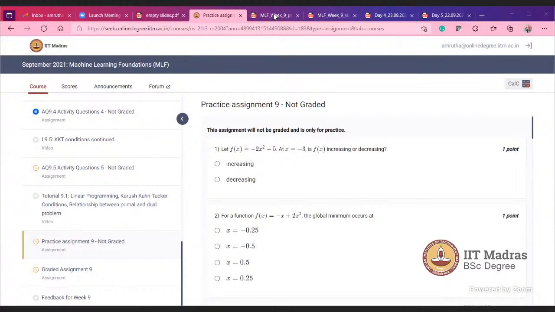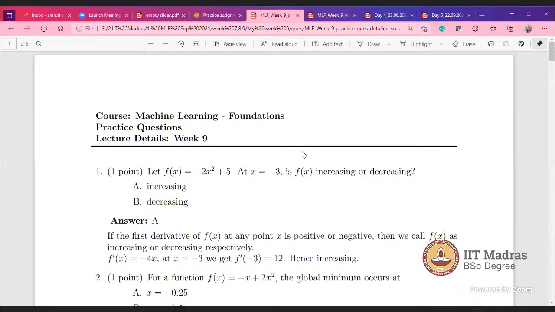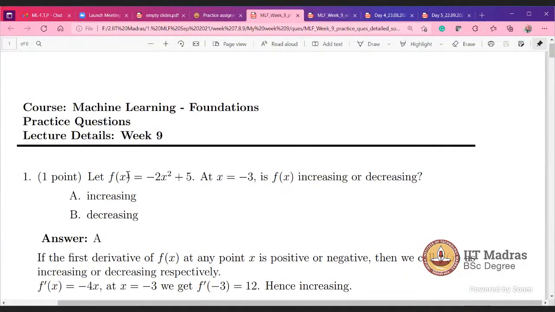I think x equal to -3 is okay. The function is decreasing in that region, right? That's what I guessed. Okay, then I will show you the solutions. We have a function f of x equal to -2x square plus 5. At x equal to -3, is f of x increasing or decreasing? How can we check whether a function is increasing or decreasing? We consider the first derivative of f of x. At the given point, -3, if you substitute the point in the derivative and get a positive or negative value, based on that it is increasing or decreasing.